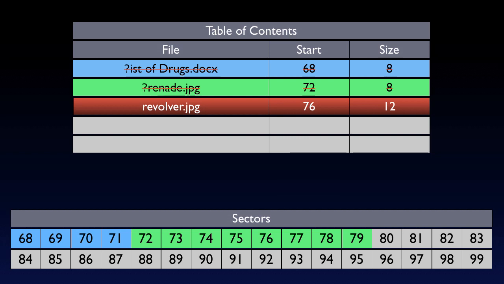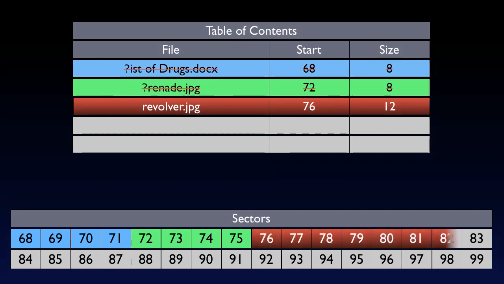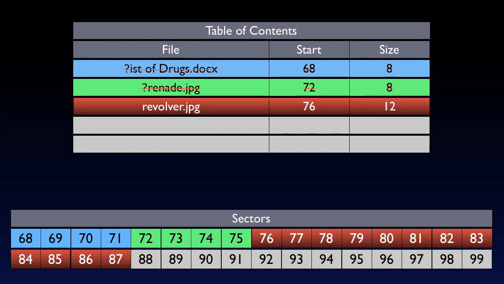So when I save that picture of the revolver, the table of contents says, start on page 76, and it's 12 pages long, so you can go through page 87. So, with our forensic tools, if we were to look at page 68 through 71, I'd still be able to recover the first 4 pages of the list of drugs, and page 72 through 75 would be the first portions of the picture of the grenade.